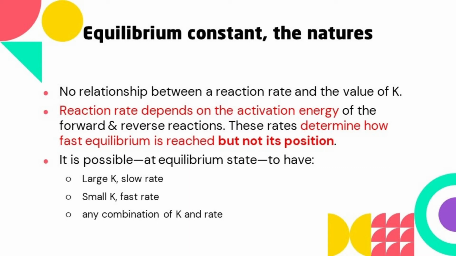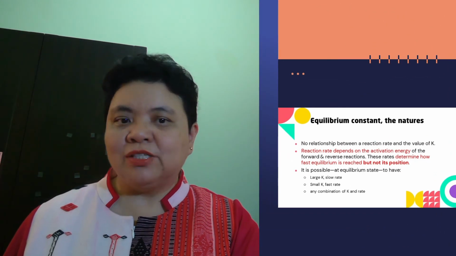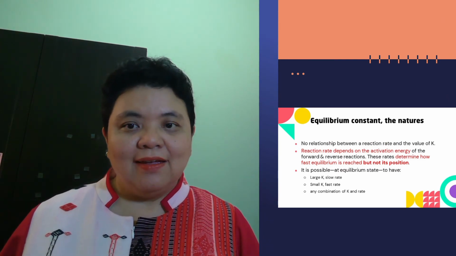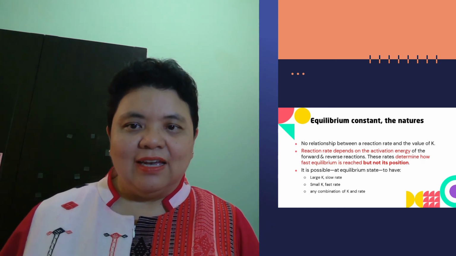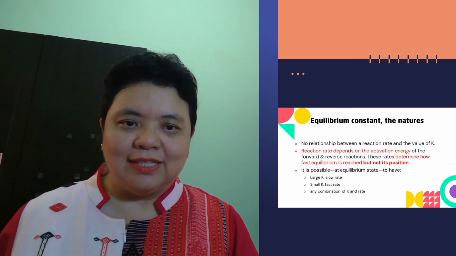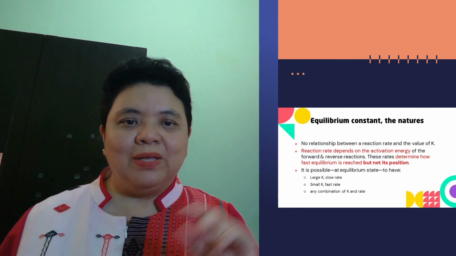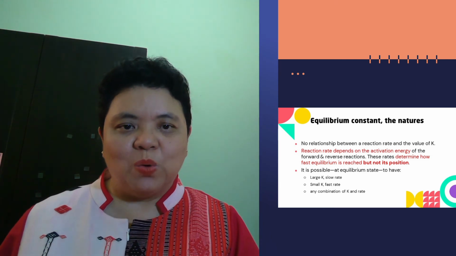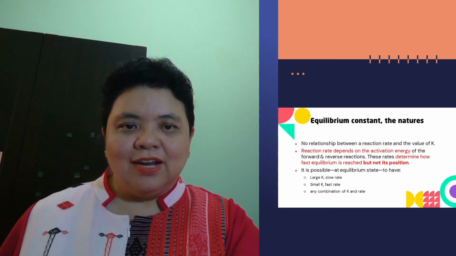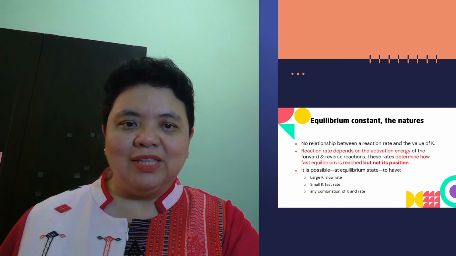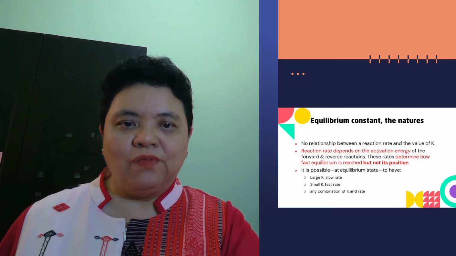It is possible at the equilibrium state to have a large K but a slow rate. It is also possible that you have a small K but a fast rate. It is possible to have any combination of K and rate of reaction. So there is no relationship between K, the bigger or the smaller, and the faster or the slower reaction. Next, with that nature of the equilibrium constant, comes the idea of the magnitude of K.